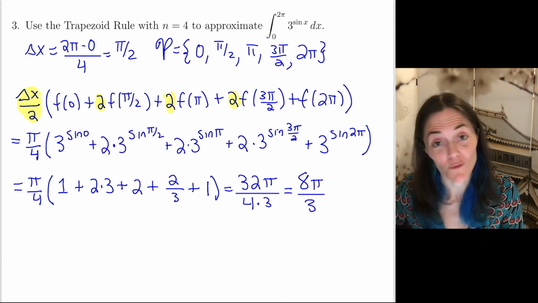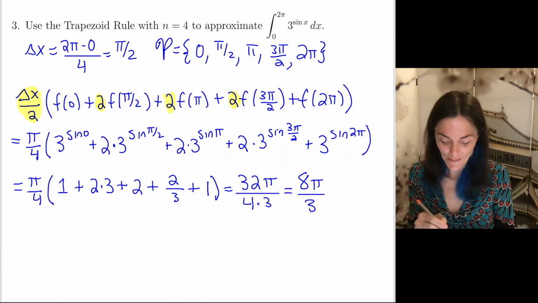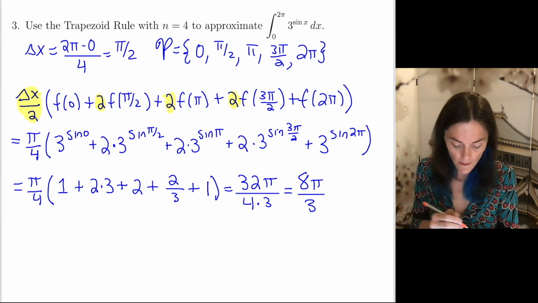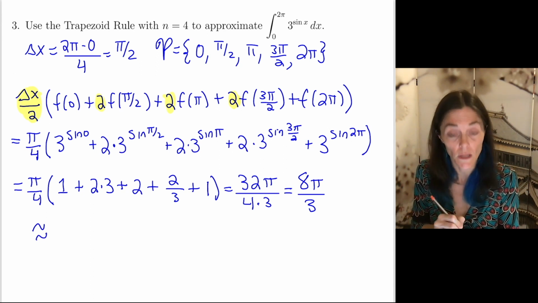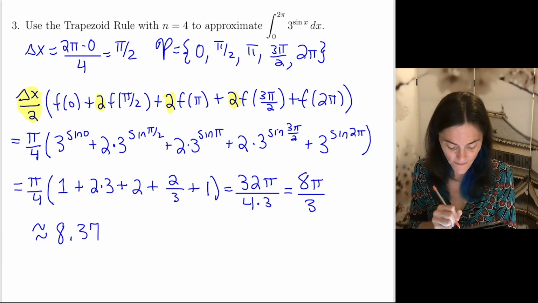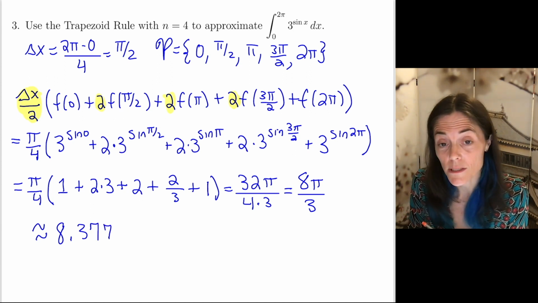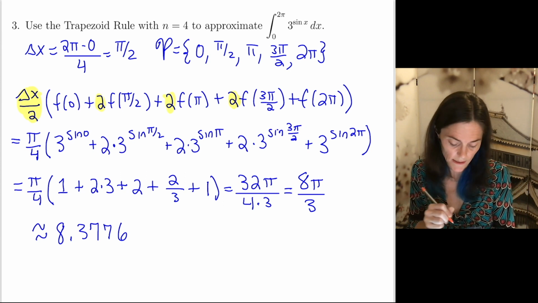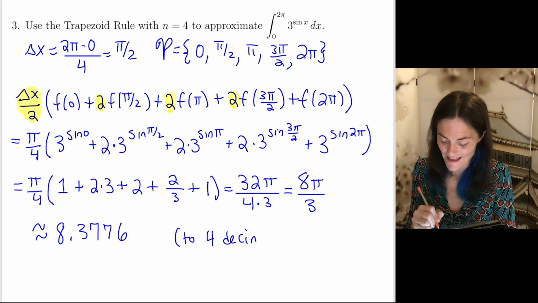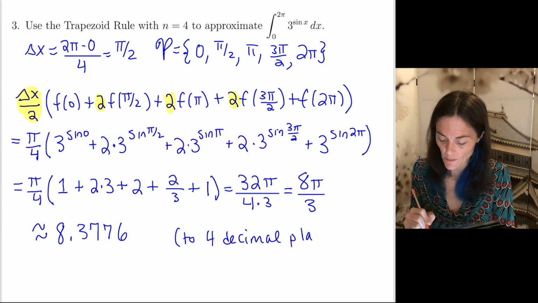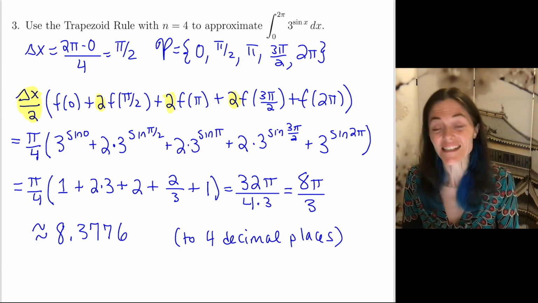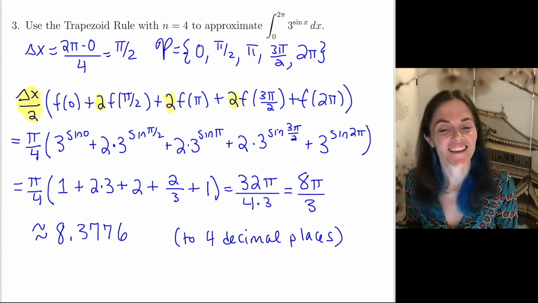Now, to round to 4 decimal places, that I couldn't do by hand. Let's see what this is. I have it in my calculator. 8 pi over 3 is approximately 8.3776, and this is to 4 places. And this completes this problem using the trapezoid rule to approximate this definite integral.